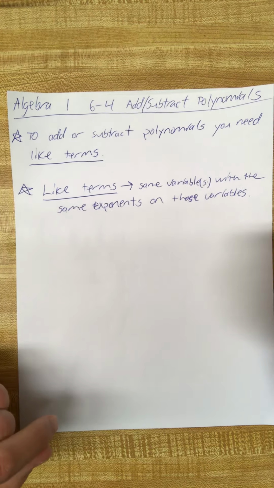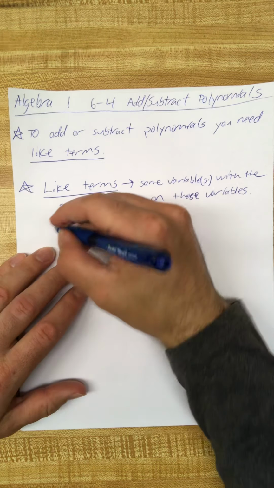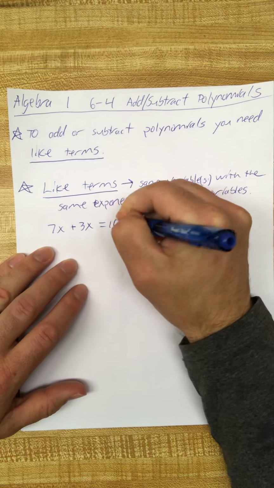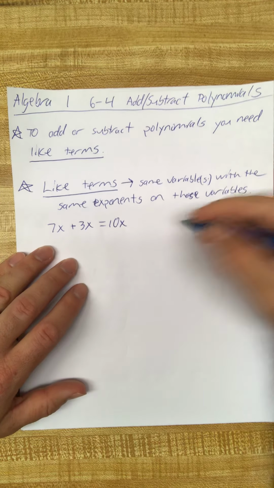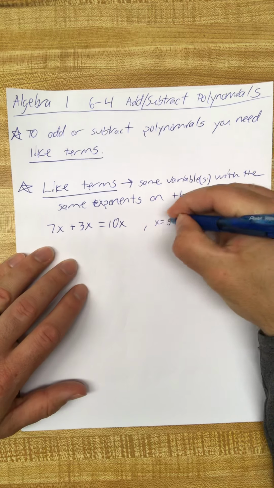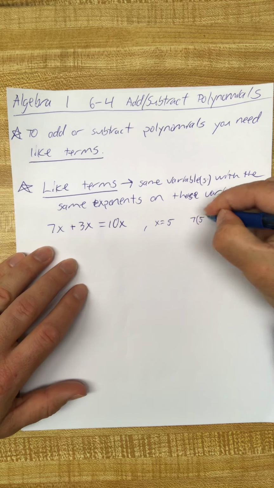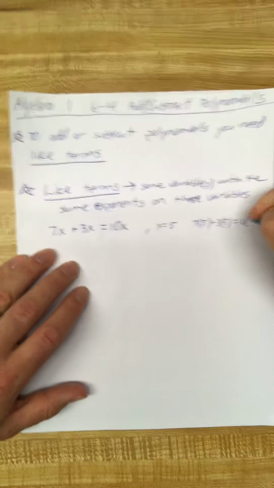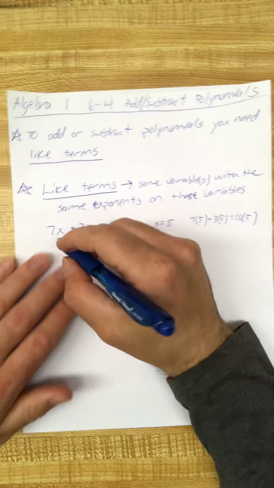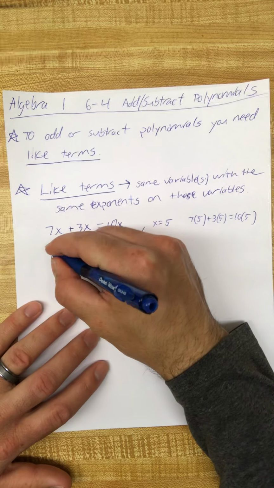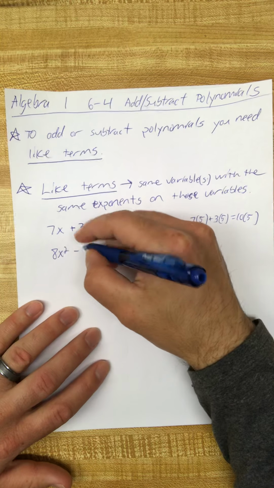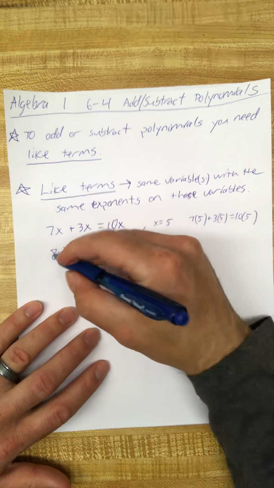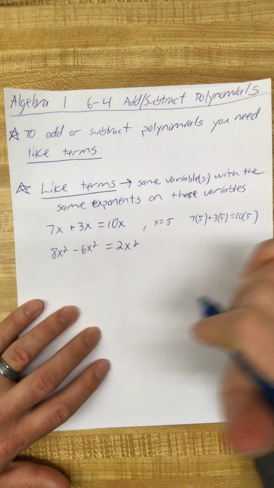All right. And again, the reason you need the same ones, so let's say some examples, 7x plus 3x is 10x. Okay, if x was 5 in this situation, you'd have 7 fives plus 3 fives is you have 10 fives now. Okay, some of the ones you might see would be like 8x squared minus 6x squared. It's going to be 2x squared. All we're doing is 8 minus 6. We're not messing with the variable.